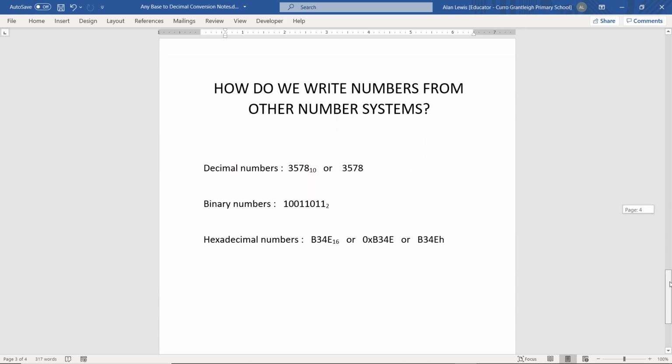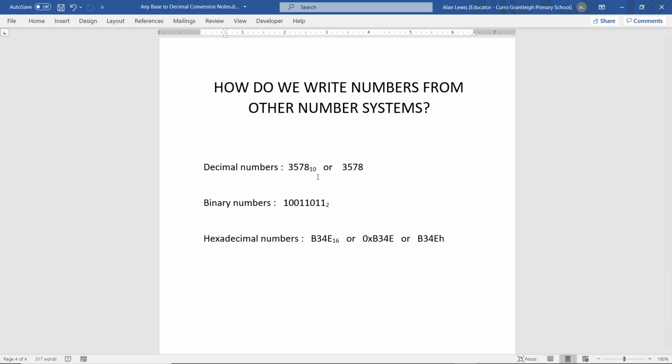So the last thing I want to show you is how we actually write these numbers. Decimal numbers: there's a number, 3578, and you can see I've written a little 10. They call it a subscript, little 10 after that. By rights, we should do that with every single number that we write because we use the decimal number system. But because 99.99999% of all the numbers that we use every day are always decimal, we just leave it out. So if you ever see a number with no subscript, then you know it's decimal, because that's how we do it.